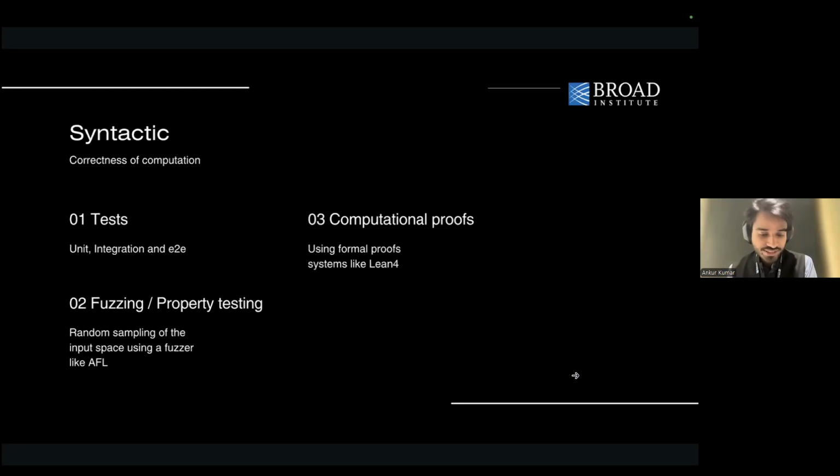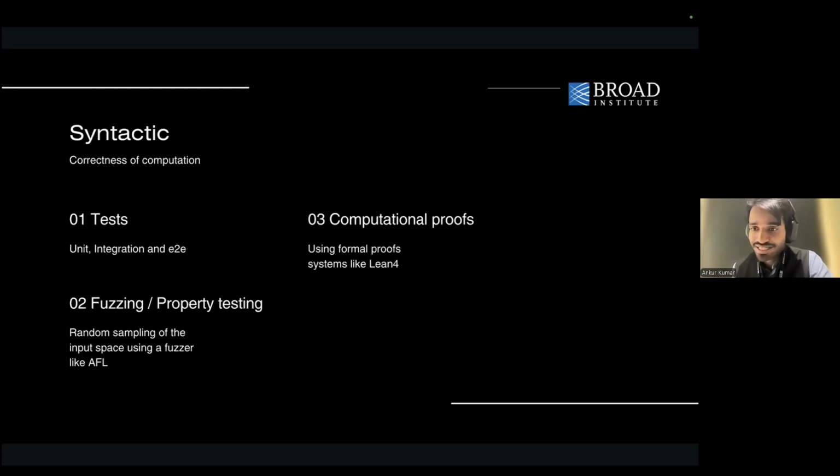For the first part, the syntactic correctness, you can ensure this the usual way. You write your unit tests, integration tests, end-to-end testing. The next step is you can do fuzzing or property testing for your code base. It is randomly sampling your input space with a fuzzing algorithm. That's how you get a lot of edge cases in your code base. And finally, if you're paranoid and want to go to the ultimate level, you can actually write computational proofs for your algorithm, and you can use formal proof systems like Lean4 and prove that your computation is going to be correct.